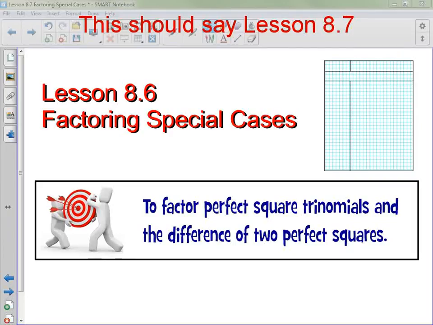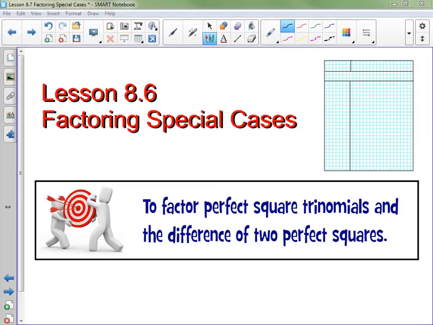This is lesson 8.6, factoring special cases. Now this is only going to be helpful if you actually worked on the special cases in a previous lesson. Some people choose to look past the special cases and just work them out like they've worked every other problem, which is fine, but I still want to show you how these special cases work.